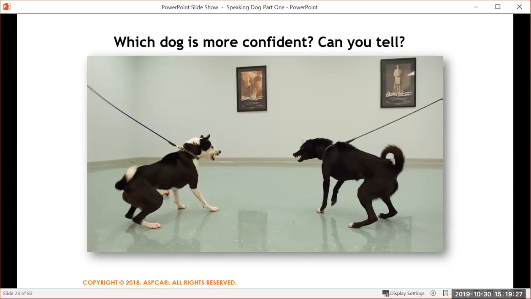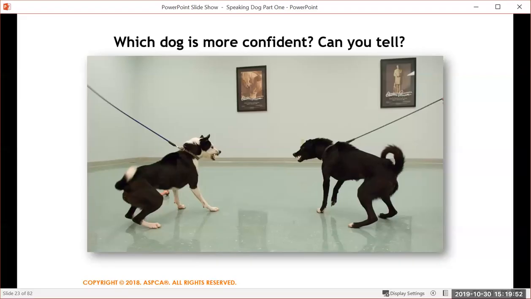Both dogs have their hackles up, though. It may be harder to see with the dog on the left, but they both do have their hackles up, and they both do have their tail raised. What's the big clue for the one on the right? That paw raise. I would say that tells you everything. That dog is prepared to retreat if necessary.